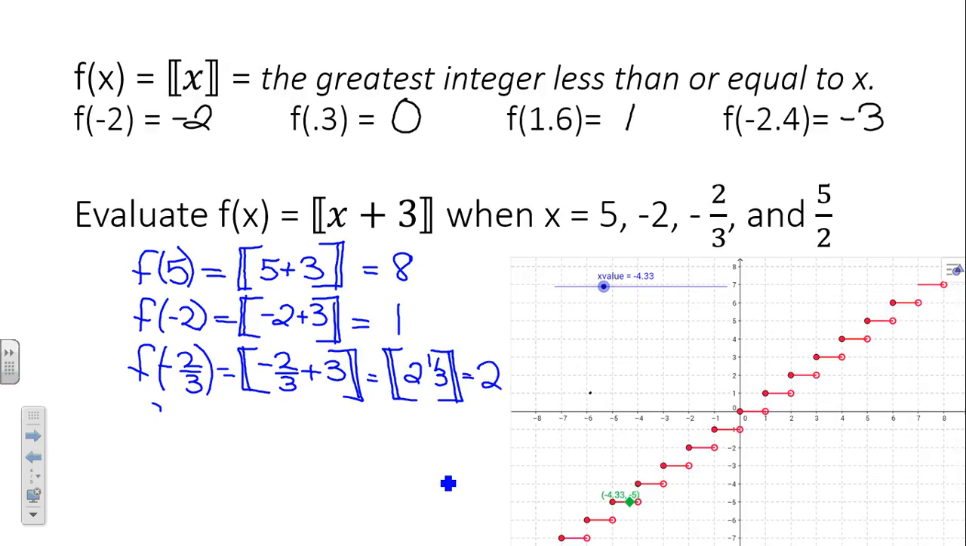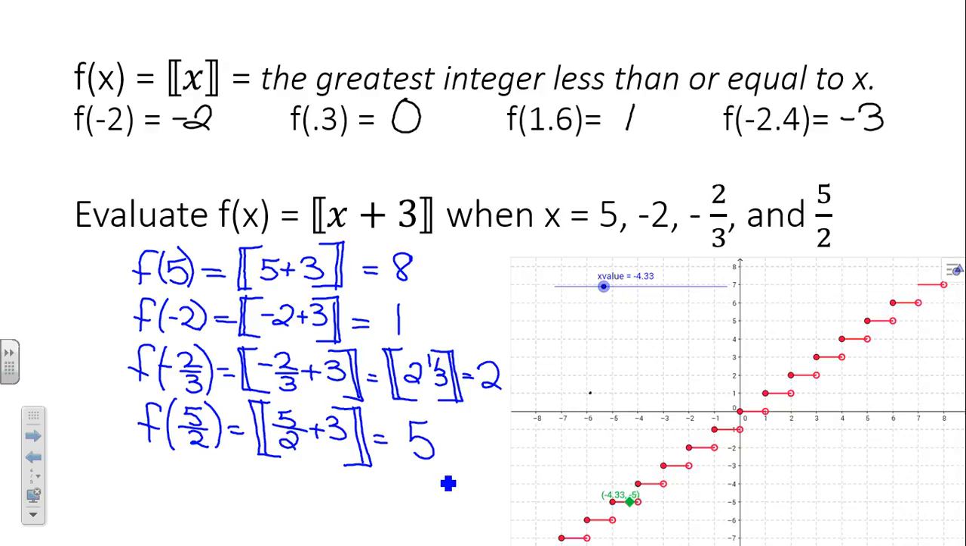And finally, we want to plug in 5/2 to our function. So we want the greatest integer less than or equal to 5/2 plus 3. 5/2 is what as a decimal? 2.5, right? Okay, 2.5 plus 3 is 5.5, right? And when it comes out of the greatest integer function, it will be 4.